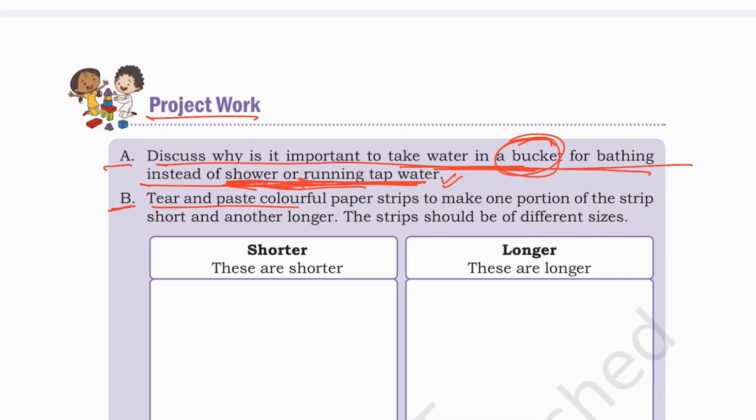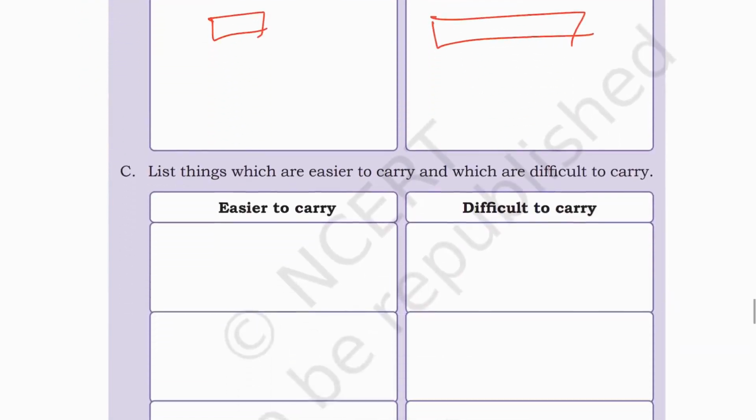B. Tear and paste colorful strips to make one portion of the strips short and another longer. You have to tear colorful paper and paste the shorter here and the longer here. The strips should be of different sizes.